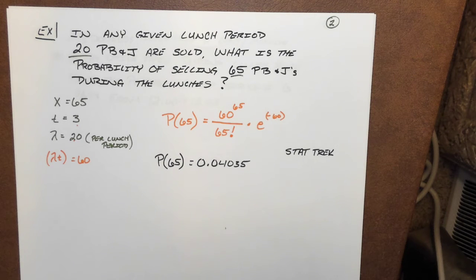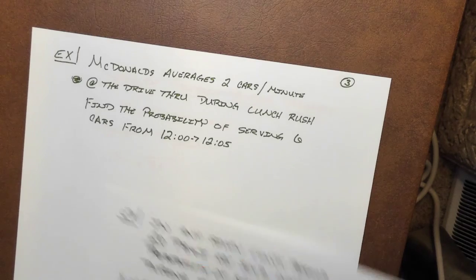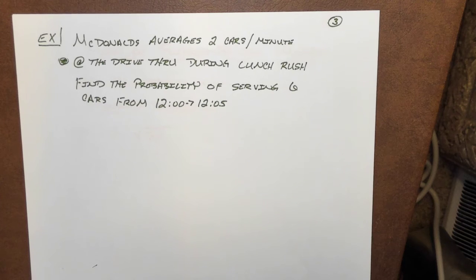What are the odds of you selling 65 during all the lunches? About 4% chance. But we're using this calculator to do all that work for us. So let's look at another example with this. All right, I don't know, I must have food on my mind here.